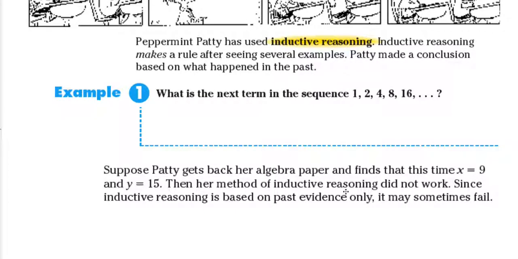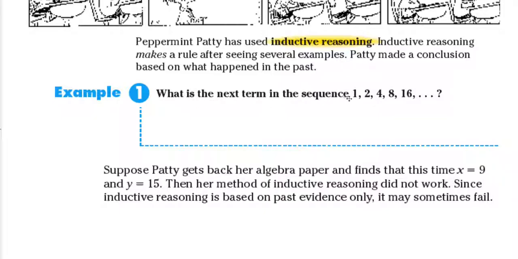Patty made a conclusion based on what happened in the past. So inductive reasoning is basically making a rule after you see several examples, or making a conclusion based on what happened in the past. If we follow that reasoning, let's take a look at example number 1.